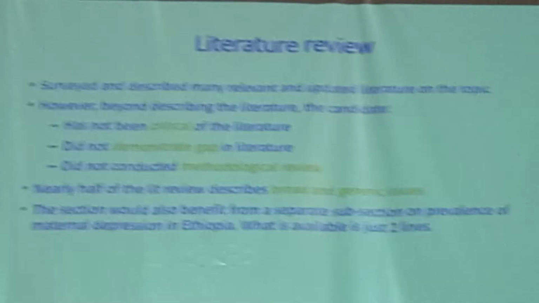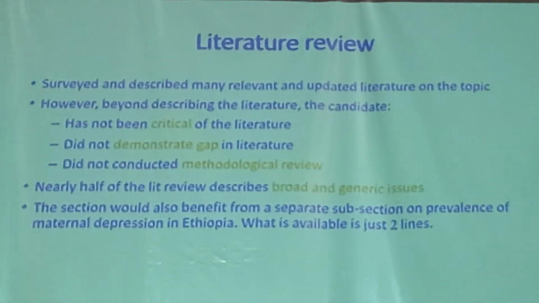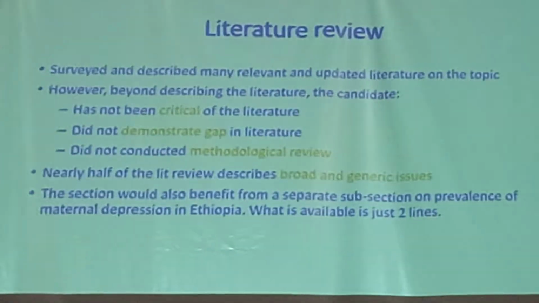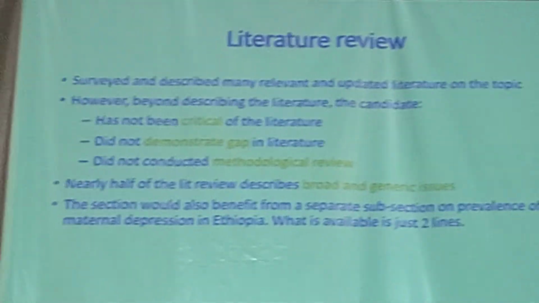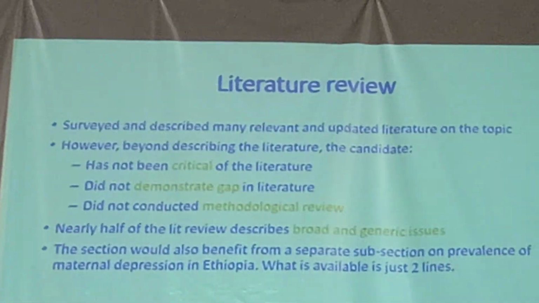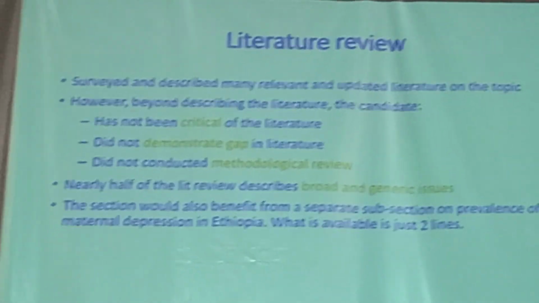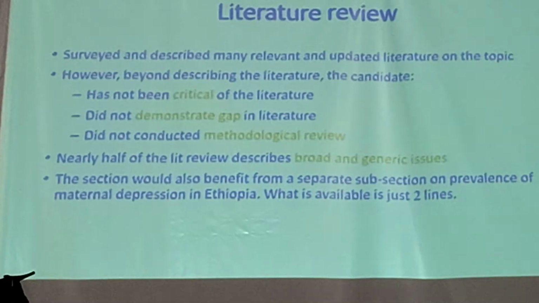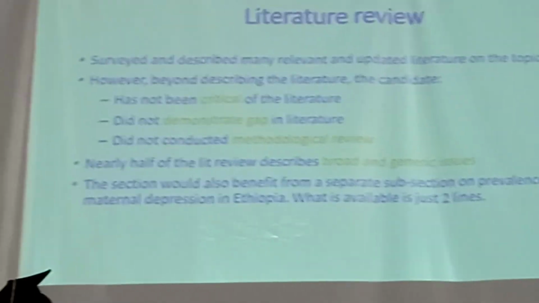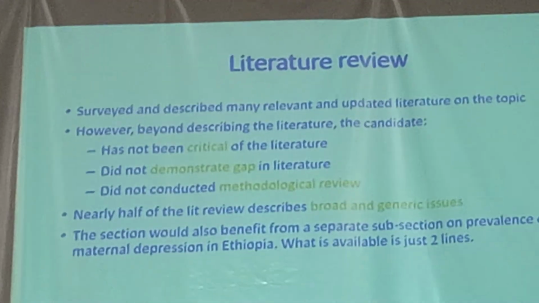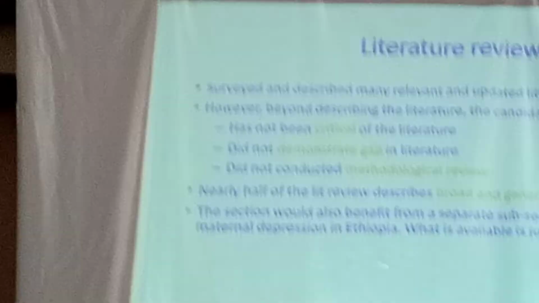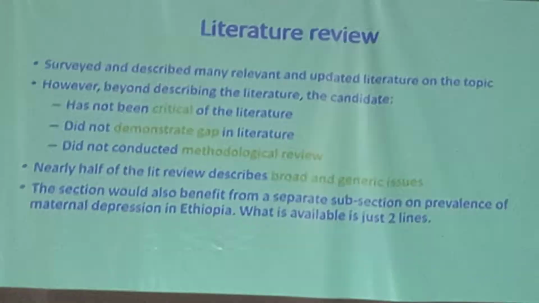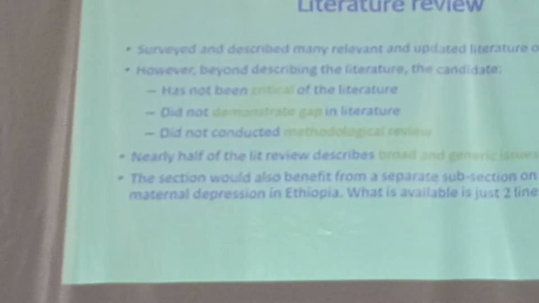The literature review: the candidate has surveyed many relevant and updated literature, but I observed three major problems with the literature. One, beyond a narrative literature review, a PhD candidate should be critical of the literature. For example, when you say a study conducted somewhere found this, you should evaluate that study critically. What are the limitations? What is the direct and indirect value?